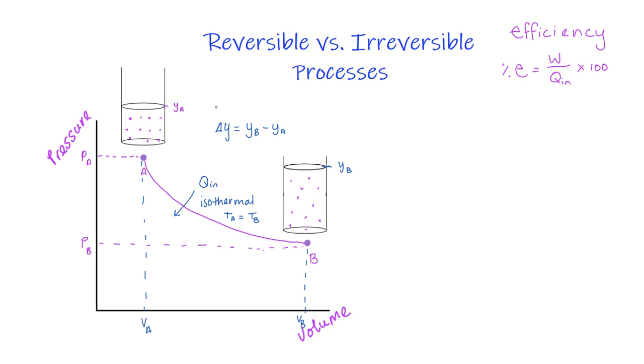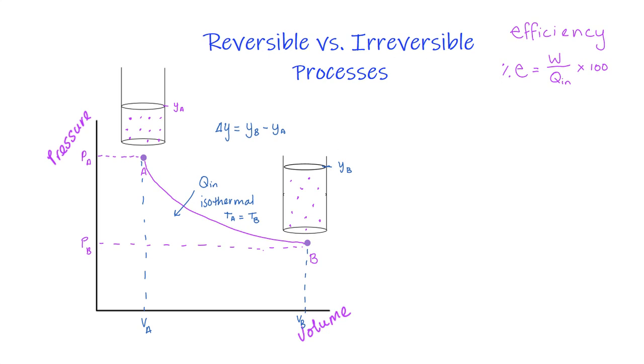Now back to the point of this video: is this process, this isothermal process from A to B, reversible or irreversible? And the truth is, there is no way to tell without more information. So what I'm going to do here is take you through a series of little thought experiments to help us define what this would look like if this was an isothermal reversible process or an isothermal irreversible process.